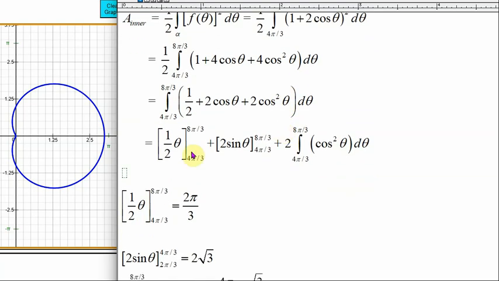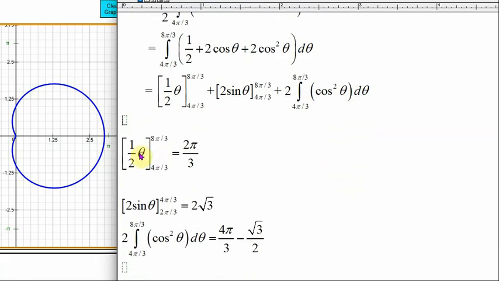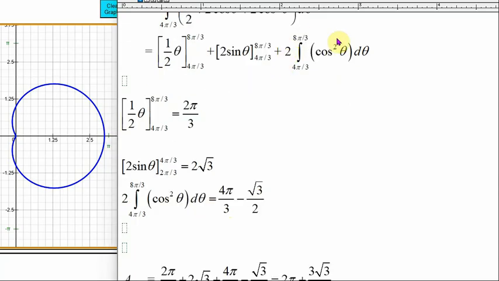And then we end up with the same thing, just like what we got a few moments ago. The only difference is the upper and lower limits of integration. So here we'll go from 4 pi over 3 to 8 pi over 3. For this part we'll get 2 pi over 3. For this part we'll get 2 times the square root of 3. And for this integral, we'll get 4 pi over 3 minus the square root of 3 over 2.